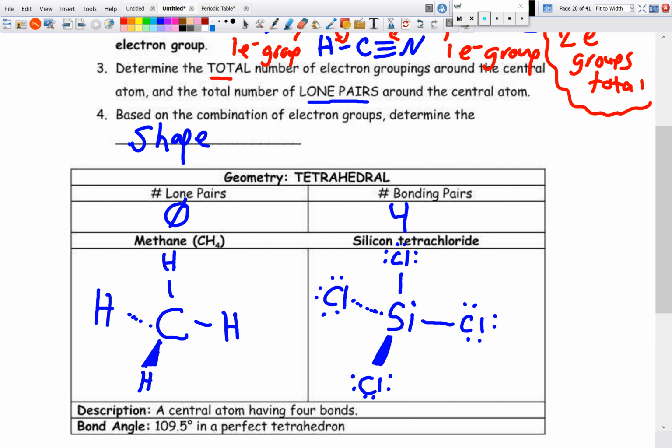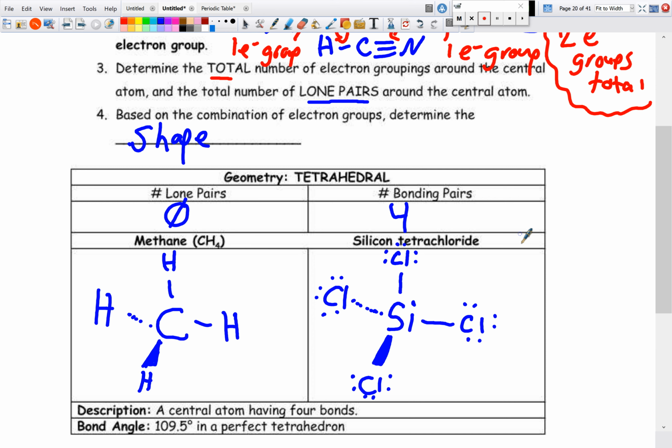Just like that. So you'll notice how they have the exact same shape, how they're drawn out. The only difference is our elements. So these here, we're always going to see the shape, or you should always represent this shape if the central atom has 0 lone pairs and 4 bonding pairs.